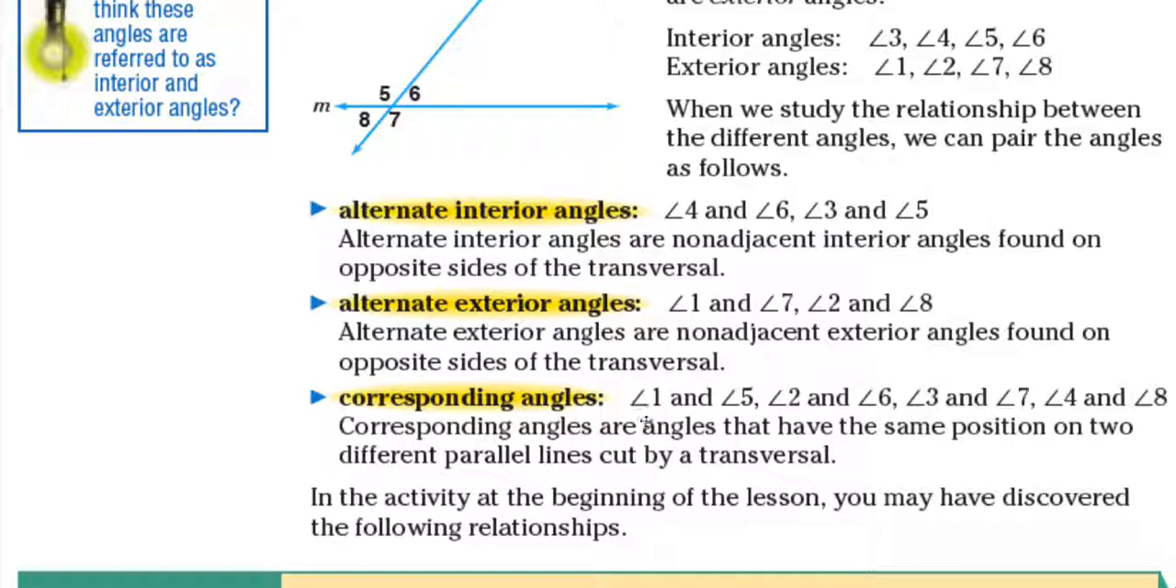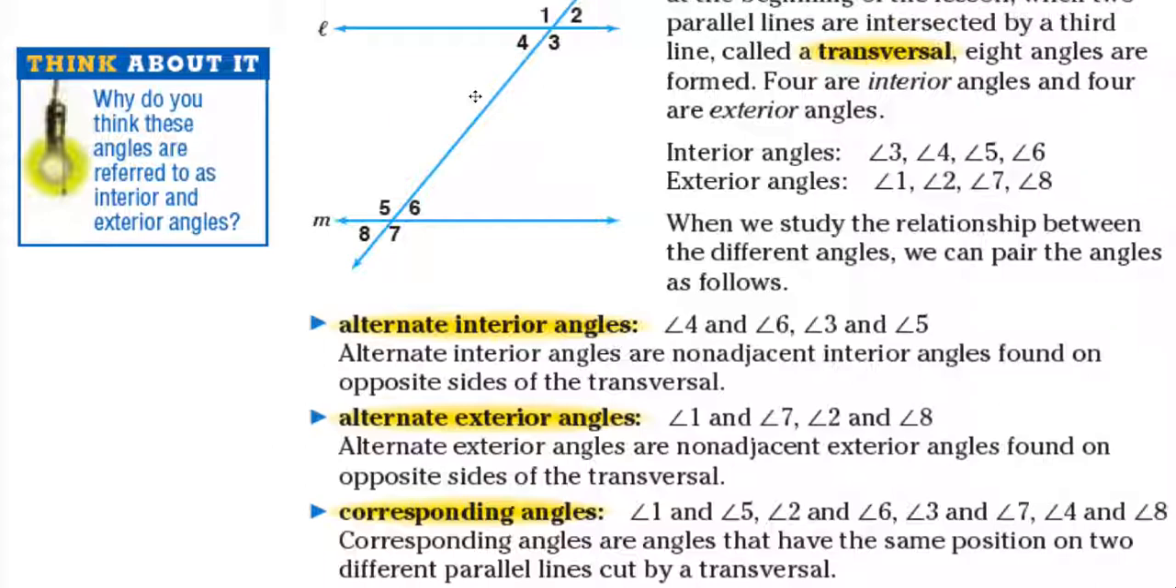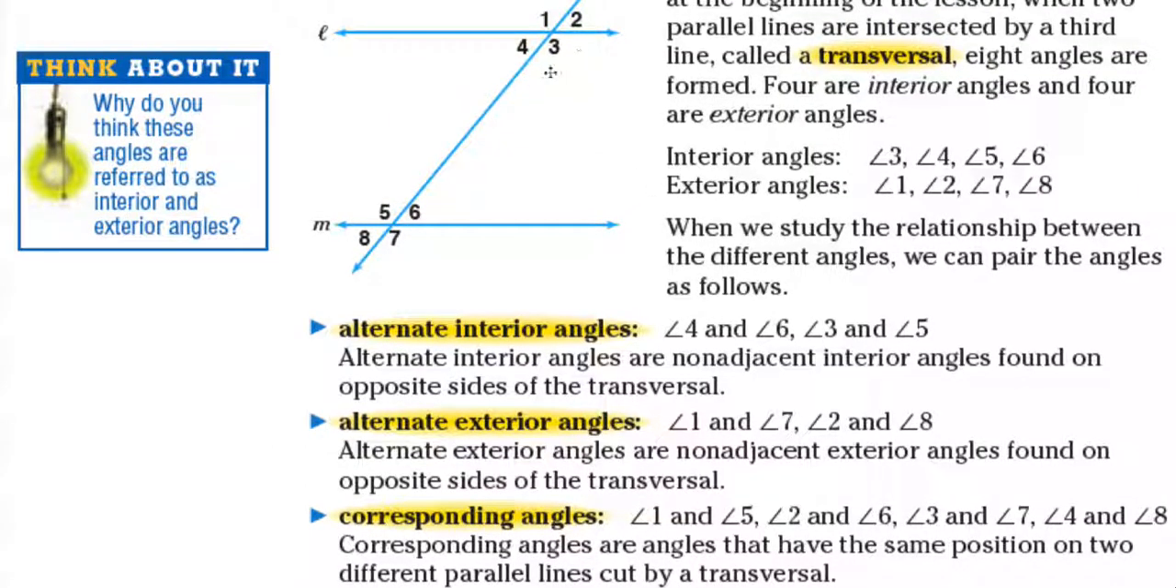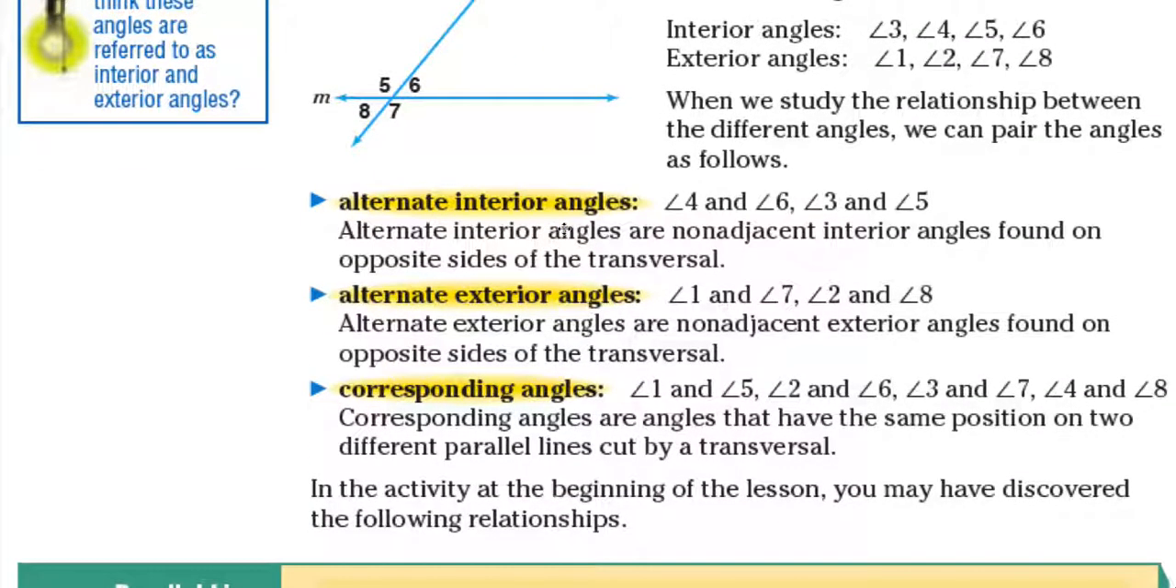Okay, so angle 1 and angle 5, angle 2 and angle 6 are corresponding angles. Angles 3 and 7, angles 8 and 4 are also corresponding angles. Corresponding angles are the angles that have the same position or location on two different parallel lines cut by a transversal. So corresponding angles are also congruent.